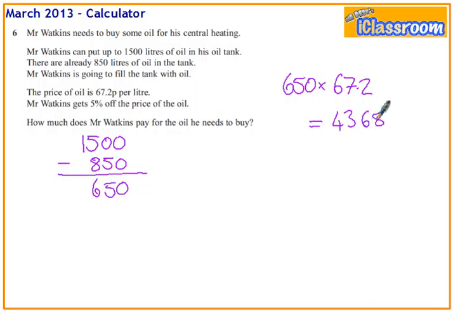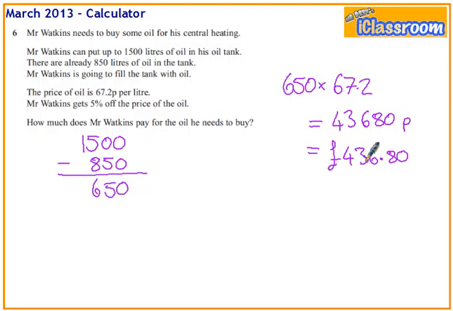gives me a total price of 43,680 pence. Now I want to put this amount into pounds, so that's going to be £436.80. Now that's how much he pays in total, but that doesn't take into account his discount. He gets 5% off the price of the oil.